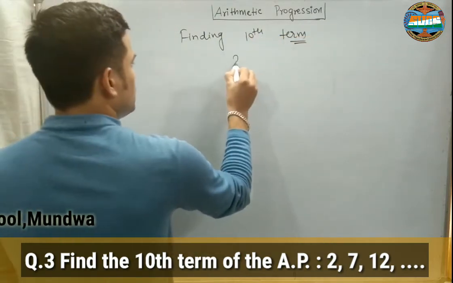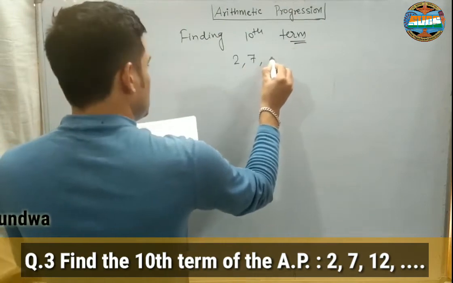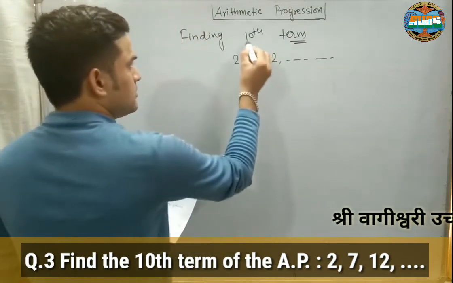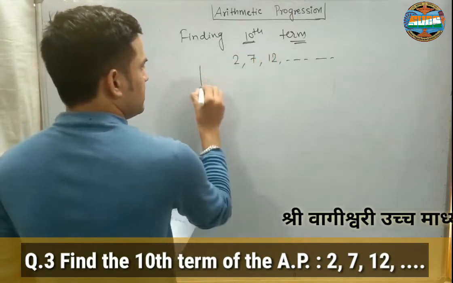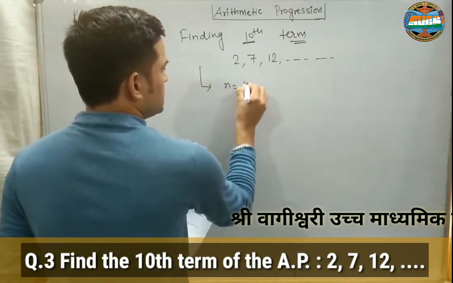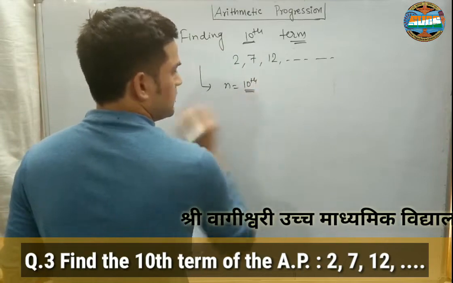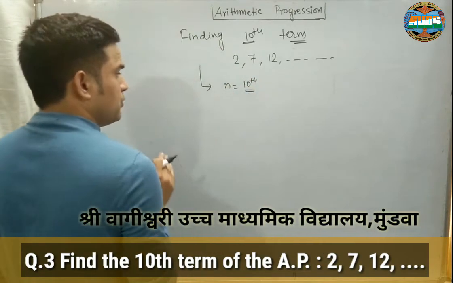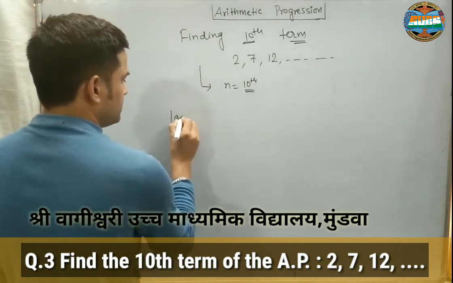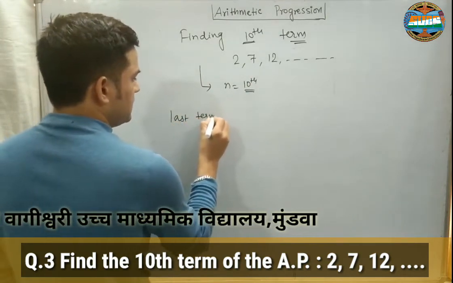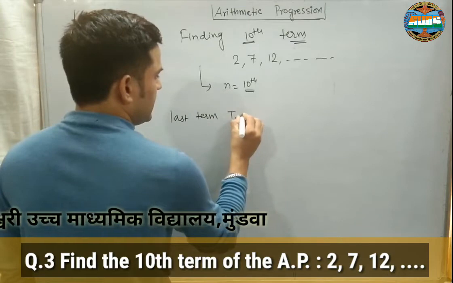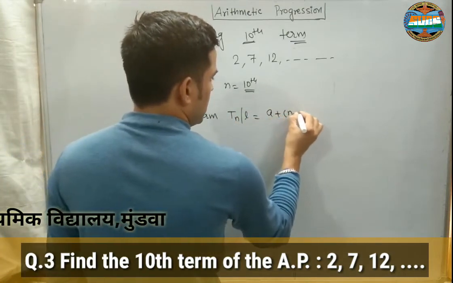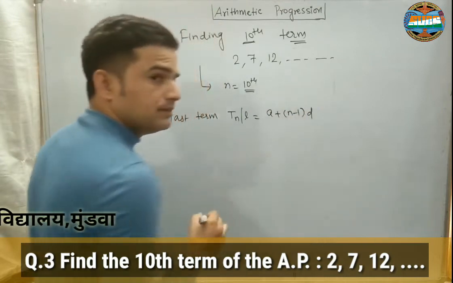The AP is given: 2, 7, 12, and so on. Finding the 10th term means n is 10. To find the 10th term, we use the last term formula: Tn, or we can say L, is A plus (n minus 1) multiplied by D.